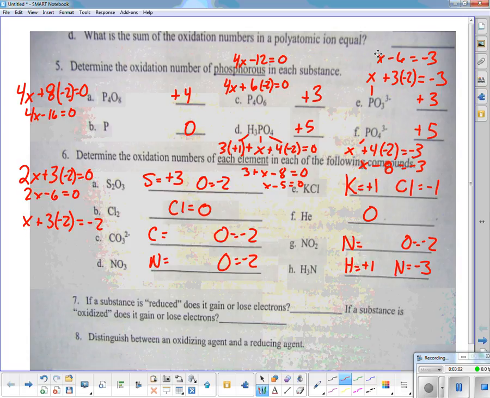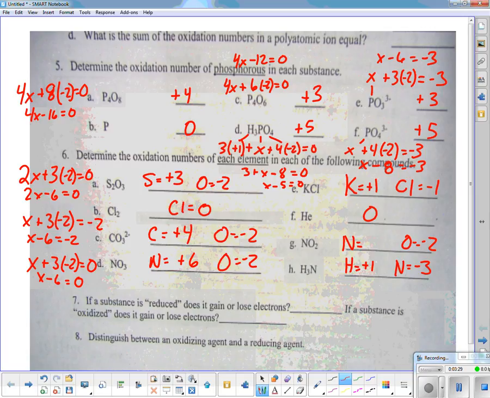Okay, so on this next one, we got x minus 6 equals -2. What? Adding a -6 is going to give me a -2. 4. So +4. On the bottom one here, nitrogen, unknown, plus 3 times -2 equals no charge, so 0. X minus 6 equals 0. What's x? +6. Okay, we're now at G.